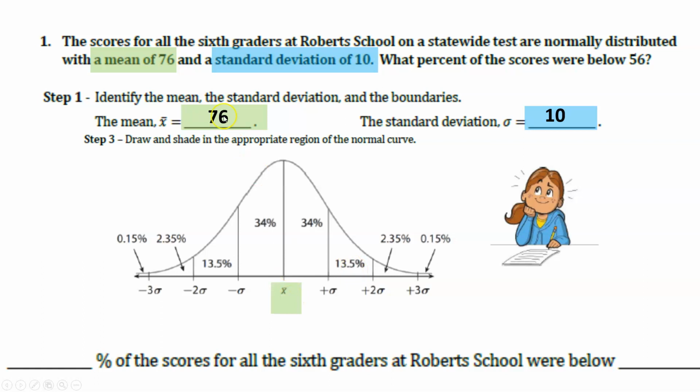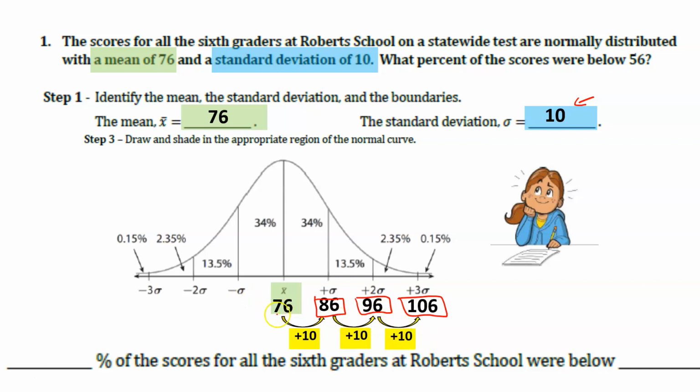Here for the normal mean, which is right here in the middle, we're going to put 76. Now to fill in the rest of these spaces, I'm going to write those in. We're going to continually add by the standard deviation. In this case, the standard deviation is 10. So go ahead and take a moment right now and continually add 10 to fill in these spaces. And unpause, that would be 86, 96, and 106.